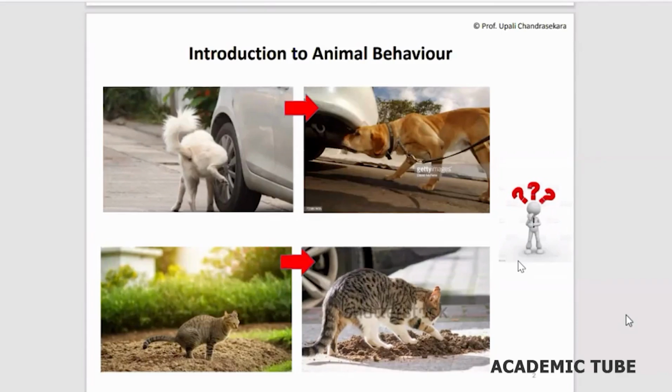That is not the reason. There is a reason. We will learn about these things in due course. So I am showing you here in these two instances some behavioral patterns, how animals behave. And we also have unique behavioral patterns.